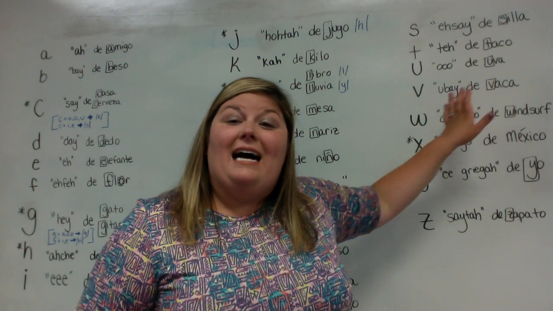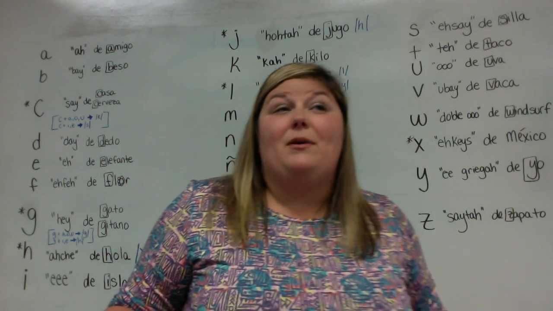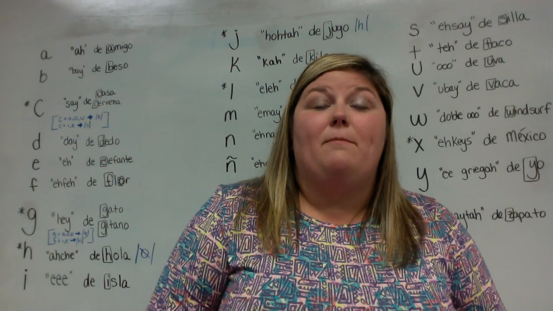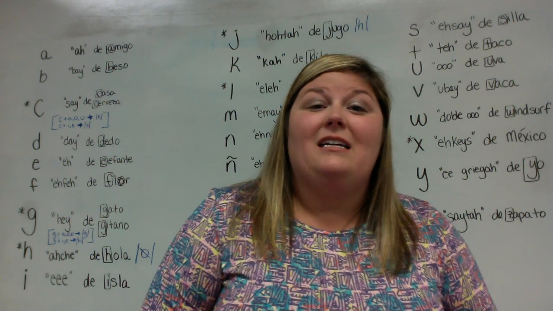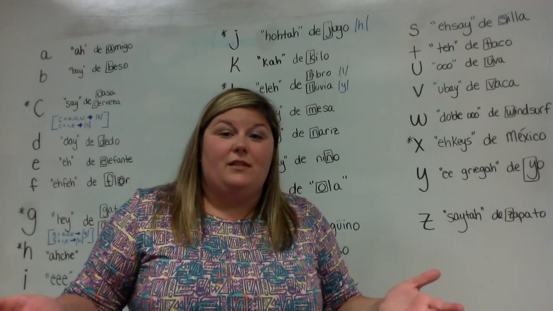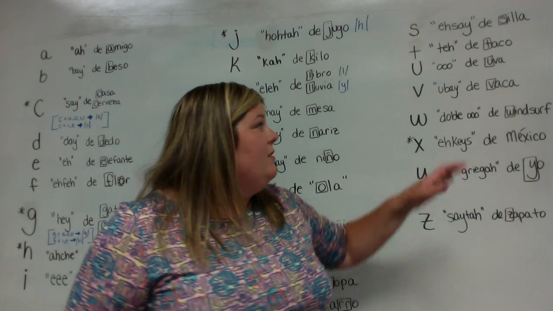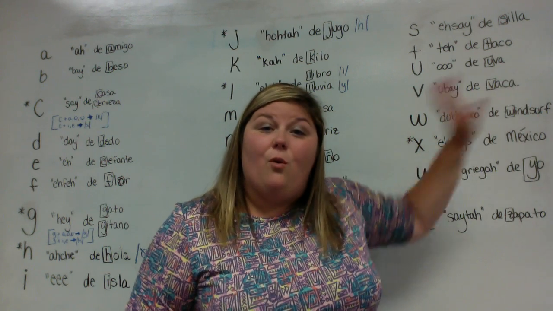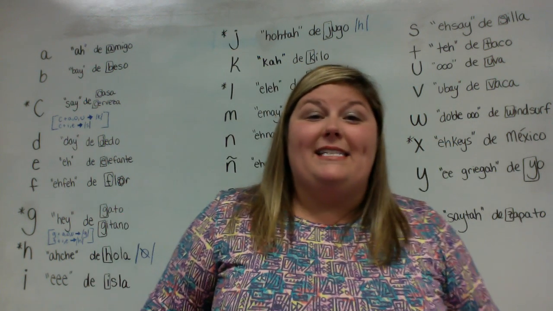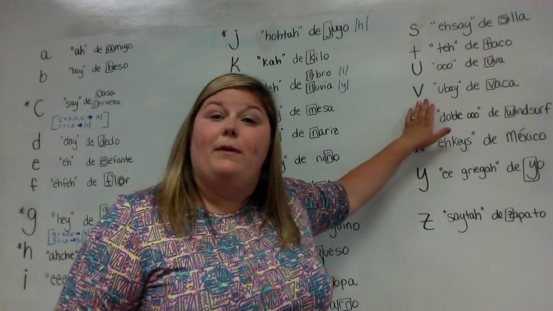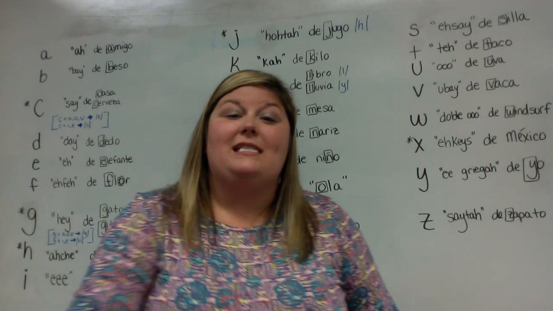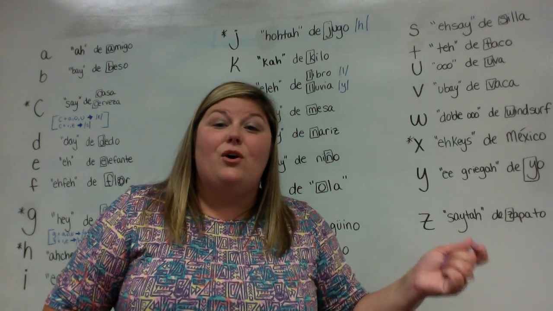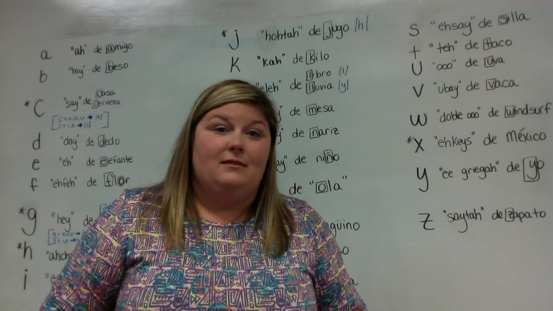V de vaca. V, and in some countries it's also known as B corta, B chica, but for this purpose we'll say V for the letter V. V de vaca. Vaca is a cow. And what you're going to notice is that the sound for V is just like the letter B. So, B de beso, V de vaca.